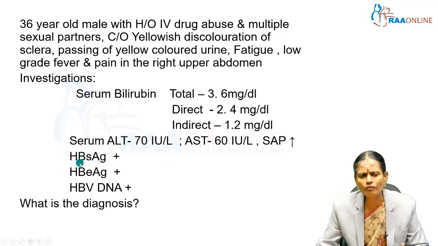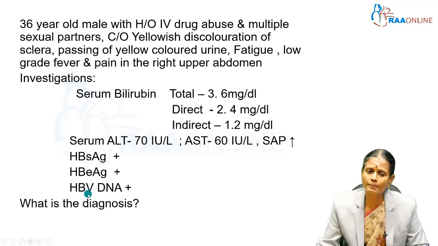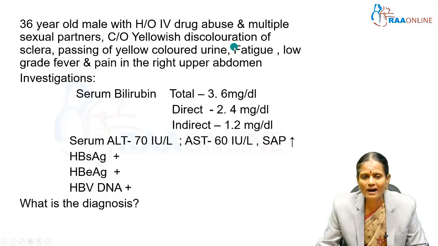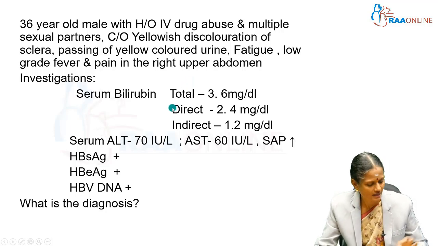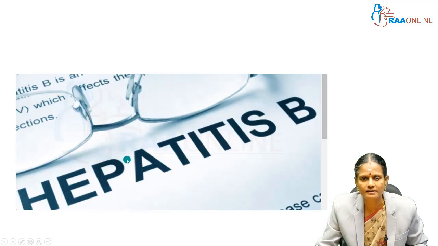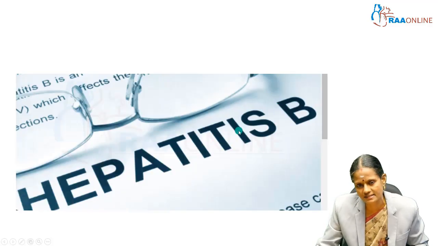Moving on to the viral serological profile, HBs antigen is present, HBe antigen is positive and HBV DNA is also positive. So what is the diagnosis? If you are given a case with a history like this, what will be your diagnosis? Yes, I know you are all correct. The diagnosis is hepatitis B.